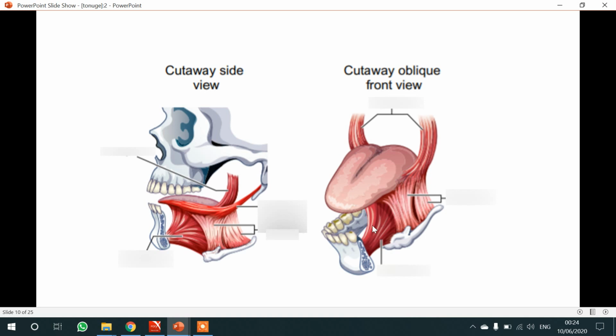So here again you can see it in oblique view. Here we have a pair of genioglossi, one on either side.